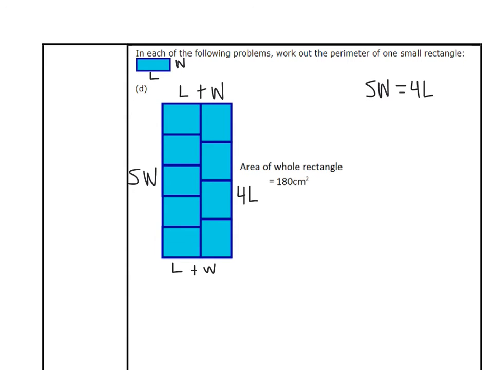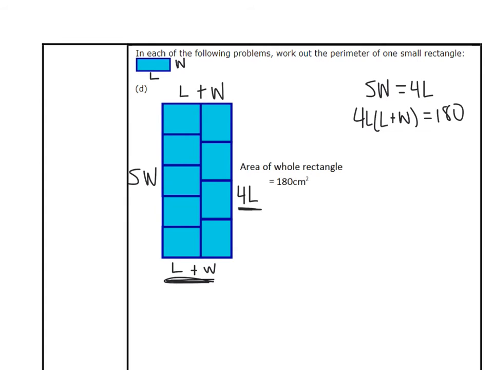So I'm personally going to use the 4L for the width, and I'll use L plus W for the length. So 4L times L plus W is 180. That's another equation I could use. And again, there are more you could make, but these will work. So let me rearrange these in a way that it might be more helpful.